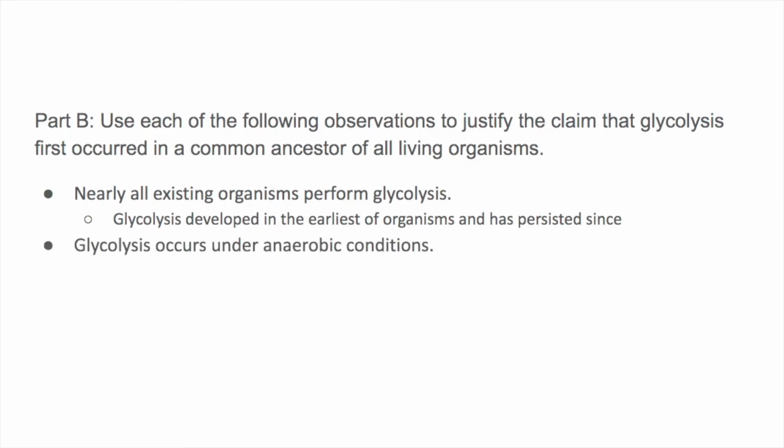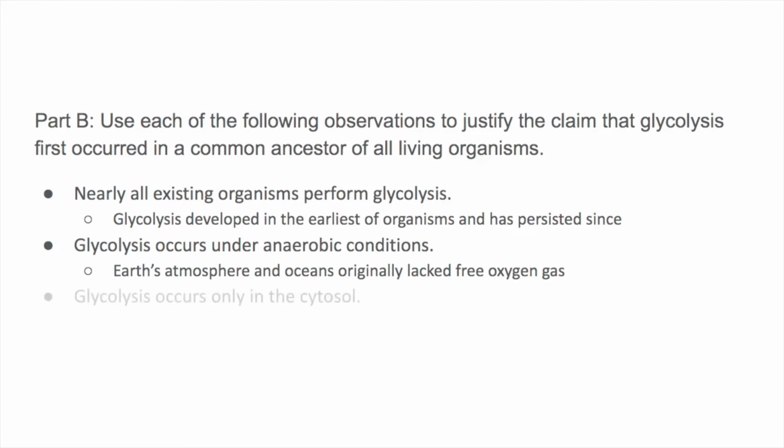Glycolysis occurs under anaerobic conditions, and the reason why this is true is that the atmosphere of early Earth did not have free oxygen. And that meant that early prokaryotes in Earth's ocean had to rely on anaerobic processes to metabolize their food and produce energy.